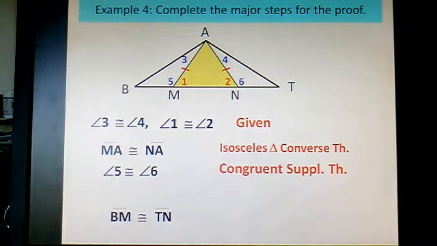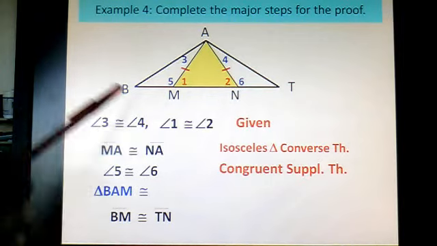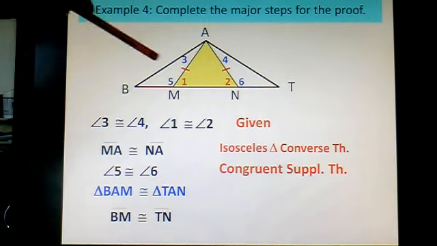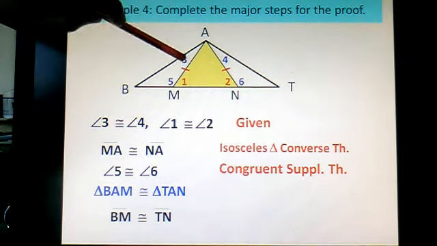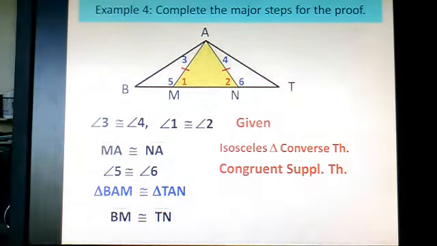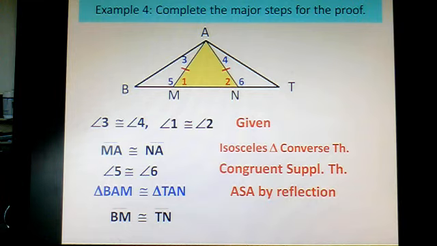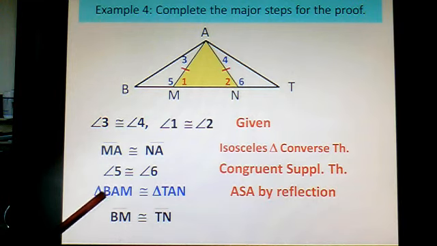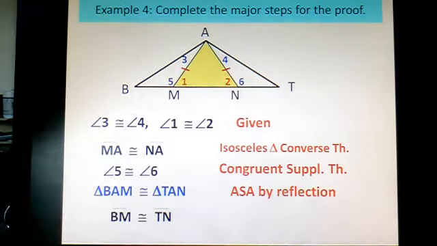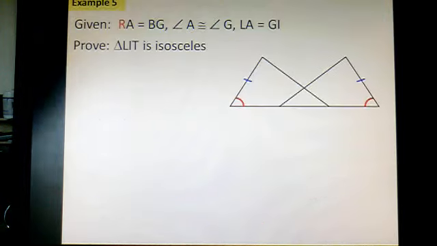And the last thing is the big one. Prove that triangle BAM is congruent to triangle TAN. So BAM, TAN, and of course you can do that just looking at the drawing. You've got an angle, a side and an angle, congruent to an angle, a side and an angle, and it would be by a flip or a reflection. And the last step better be obvious now. BM congruent to TN, because we just proved that the triangles are congruent, therefore their parts, those bottom sides, are also congruent. So hopefully you're feeling like a CPCTC expert.